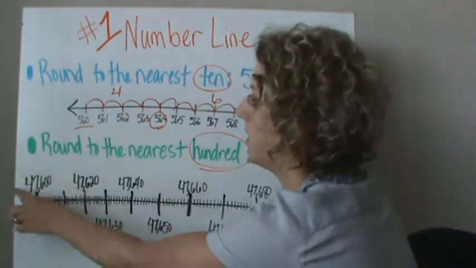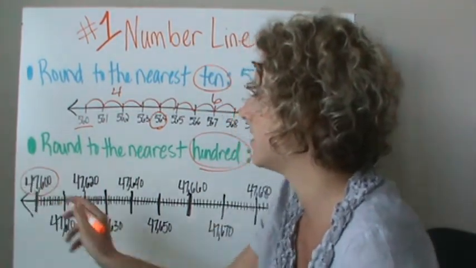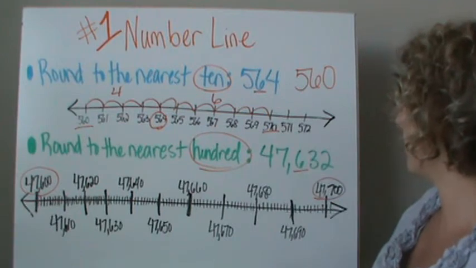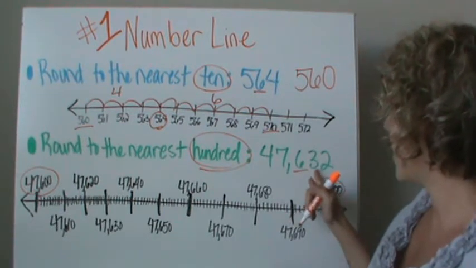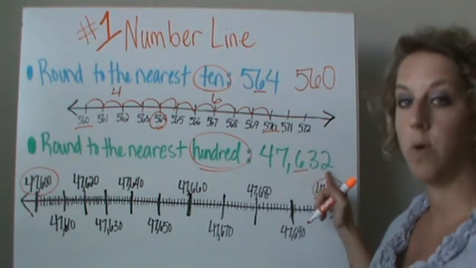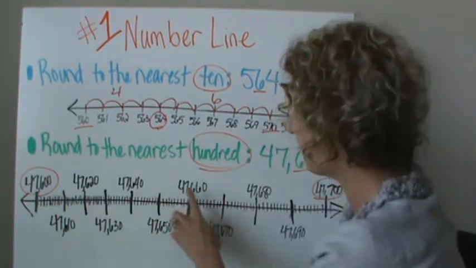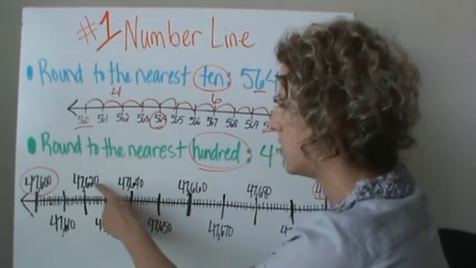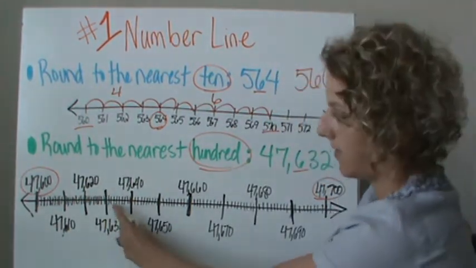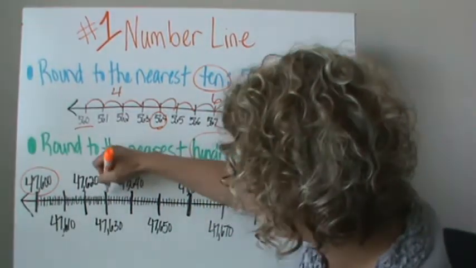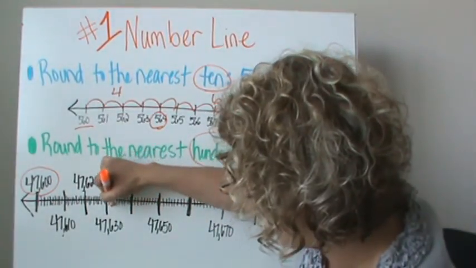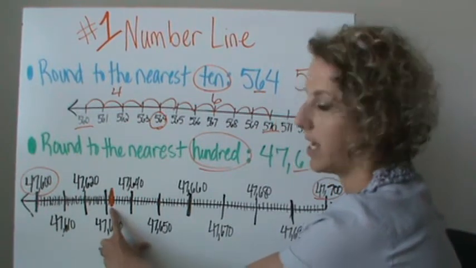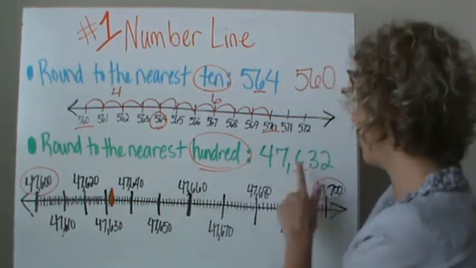I can see that my choices are 47,600 or 47,700. So now let me find 47,632 on the board, on the number line. So if I go to 47,600, 10, 20, 30, and then each little line is 1, so my number is about there. 47,632 is about right here.